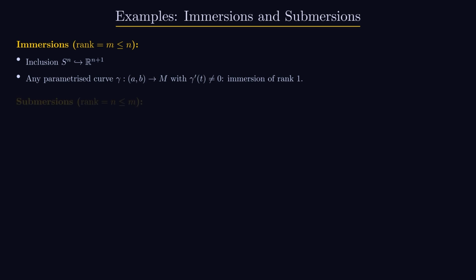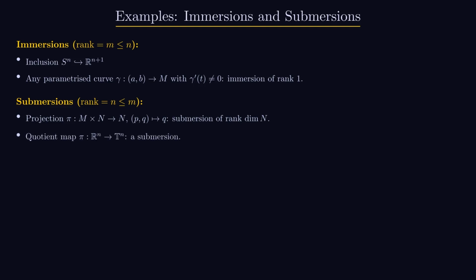Now a few examples of submersions. The product projection from M × N to N. It drops the first factor and hits every direction in the target tangent space. The quotient map from R^n to T^n, wrapping the plane onto the torus, is a submersion because locally it is just a translation, which has full rank Jacobian.